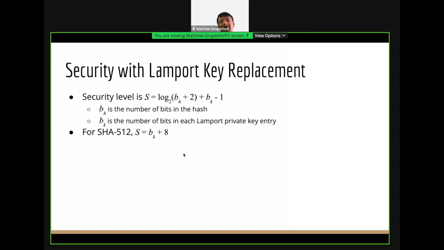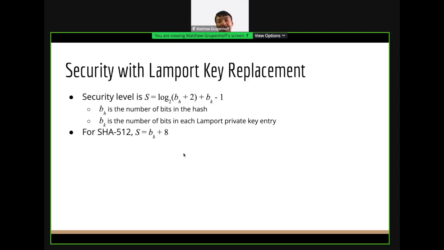So the security of this actually becomes mainly dependent on the security of the hash here, which goes into that log, which that b sub h plus 2 generally is approximately b sub h. And that b sub h is the number of bits in the hash, which is usually much bigger than 2, so the 2 won't have much of an effect.